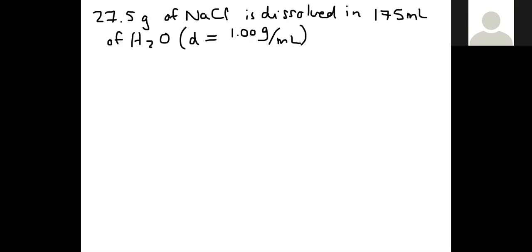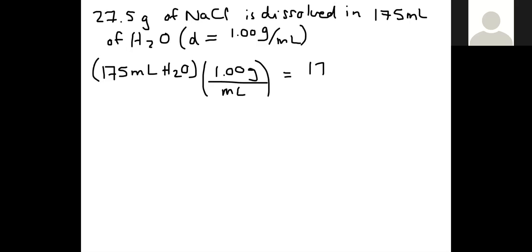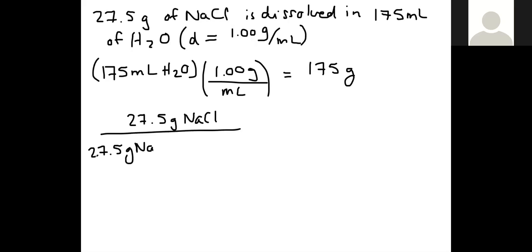So the first thing I'm going to do is take 175 mL of H2O, and that is 1.00 grams per mL, which just gives you 175 grams. If you do that in your head, that's cool too. Just want to walk you through that. So now we have the mass of our solvent, and we also have the mass of our solute, so we can do our mass percentage calculation. So we're going to put 27.5 grams of NaCl over 27.5 grams of NaCl plus 175 grams of H2O.